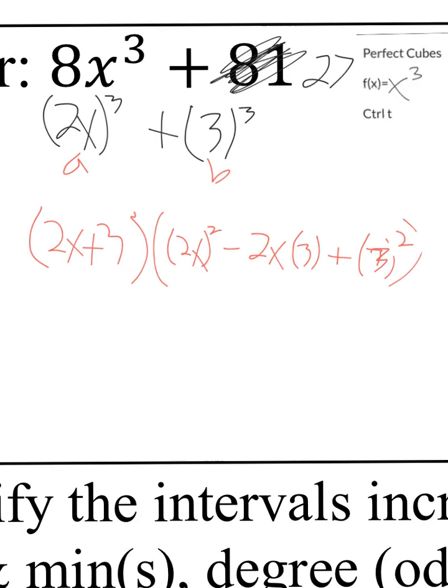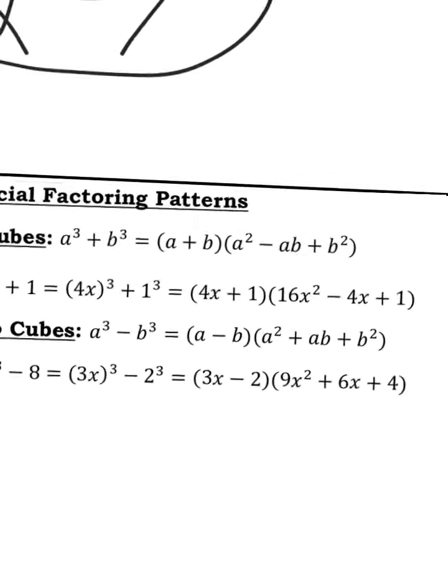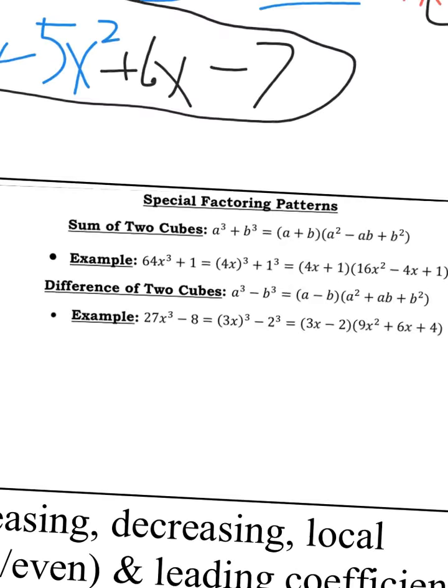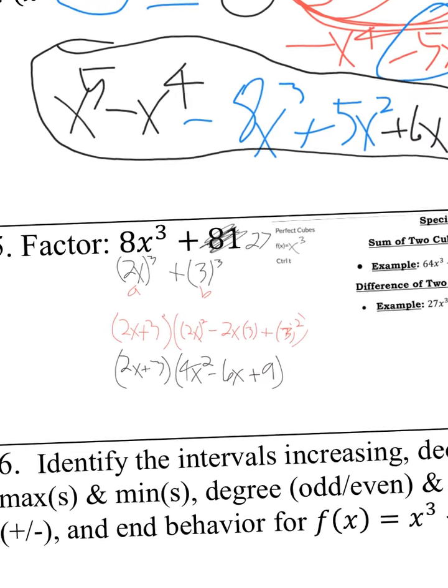So 2x plus 3 will stay the same, and then 2x squared will become 4x squared because you have to distribute that power, and this will become minus 6x, and this will become plus 9, and that'll be my final answer. Okay, and that's it. See how it looks like this at the end? And yeah, that's really all there is to say about that. Let's move on to number 6.